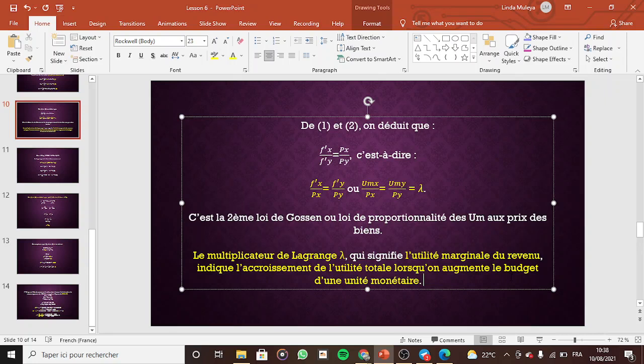So to shorten that entire statement, take note of this. The multiplicateur de Lagrange basically just signifies the marginal utility of your revenue. Instead of marginal utility of your good, it now becomes the marginal utility of your revenue. I hope that answers the question.